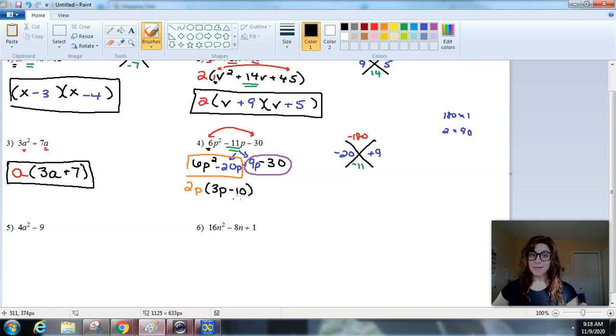So now I have an idea, because the goal is to get these to have the same parentheses. I want them to factor to the same thing. So my goal is to get another 3p minus 10 in parentheses.